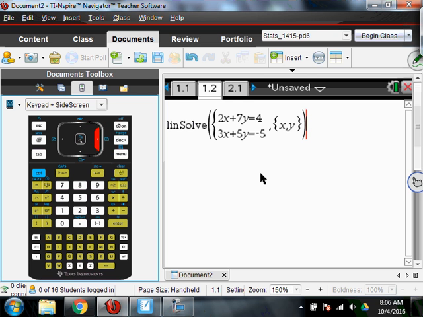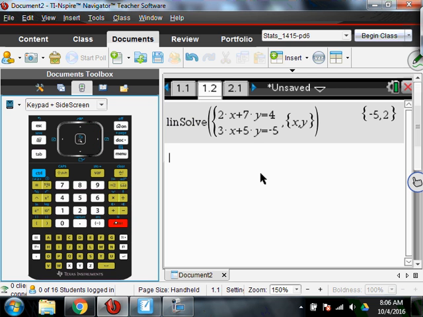So you go linsolve, put your equations in, and you press enter, and what do you get? You get the solution really fast, don't you? Did it pop up on yours? Negative 5, 2. Negative 5, 2. Okay.